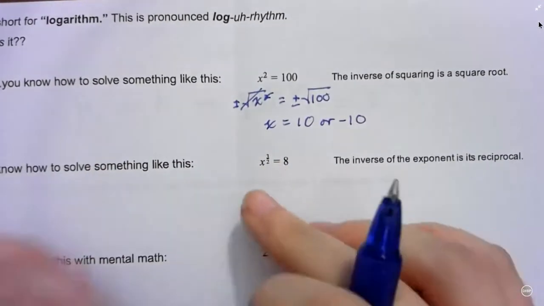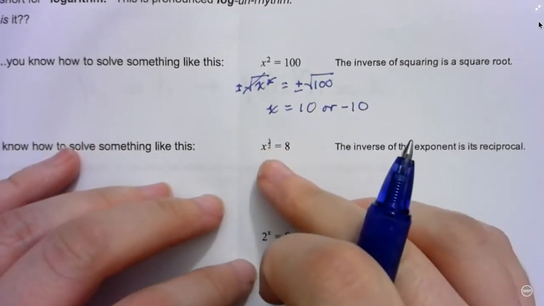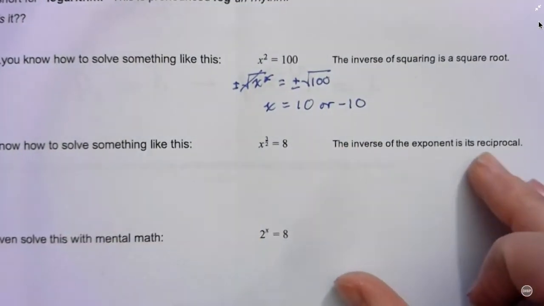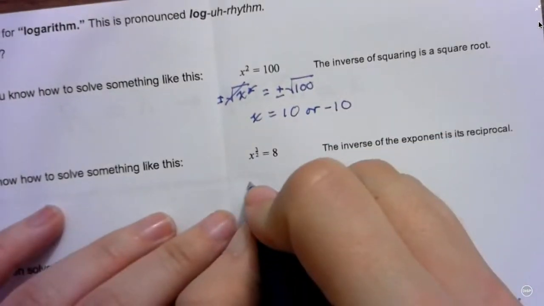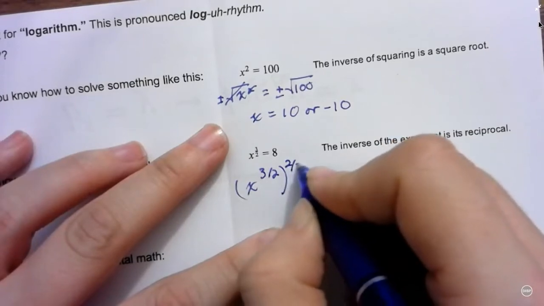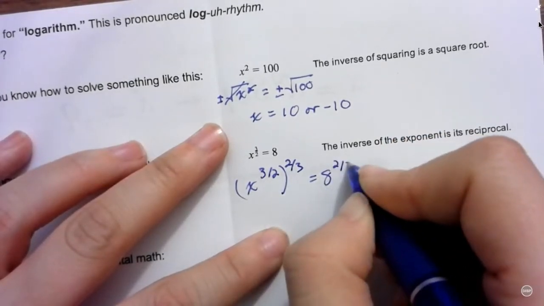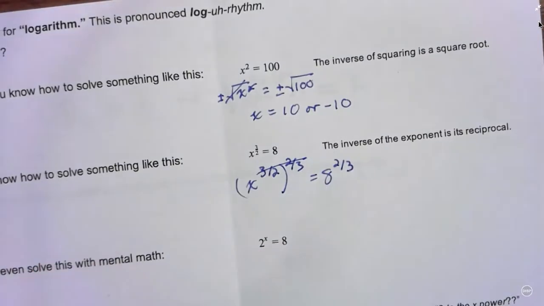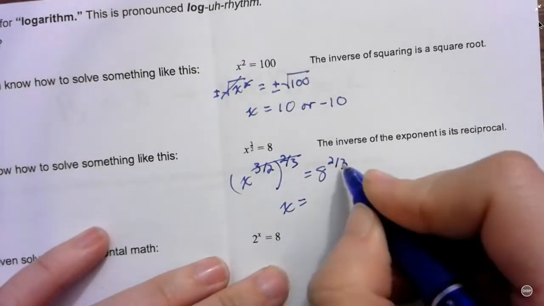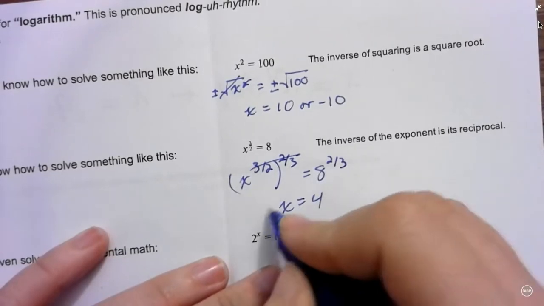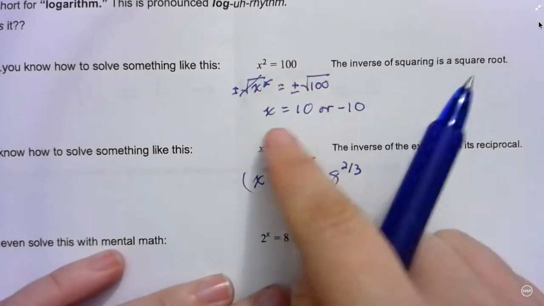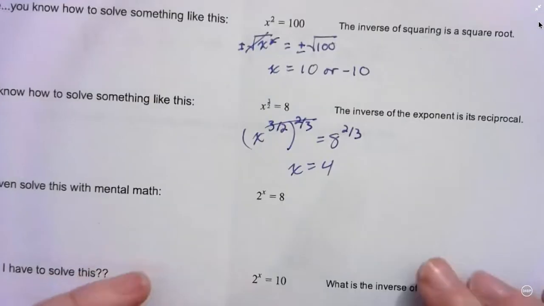What about something like x to the power of 3 over 2 equals 8? Well, in this case, you know you have to take the reciprocal of the exponent. So we would have x to the power of 3 over 2, and the reciprocal is 2/3. And we know that those exponents cancel because they're inverses. So that gives you x equals, and if you put this in your calculator, you get 4. So you know what to do to find x when it's raised to a certain power.